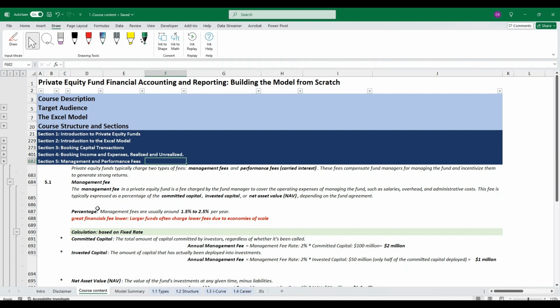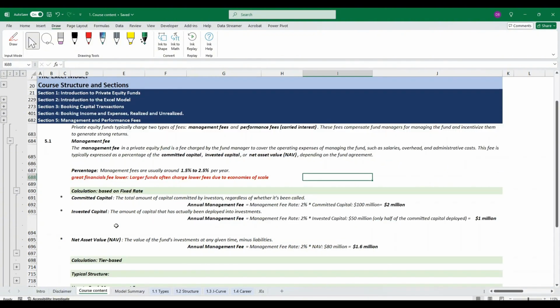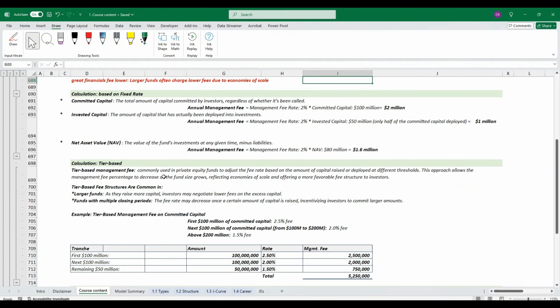This fee is typically expressed as a percentage of the committed capital, invested capital, or net asset value, depending on the fund agreement. The fees could be based on fixed rate or tier-based. The fixed rate could be based on committed capital or invested capital or net asset value. Our model here is 2% based on fixed committed capital. And for tier-based, commonly used in private equity funds to adjust the fee rate based on the amount of capital raised or deployed at a different threshold.